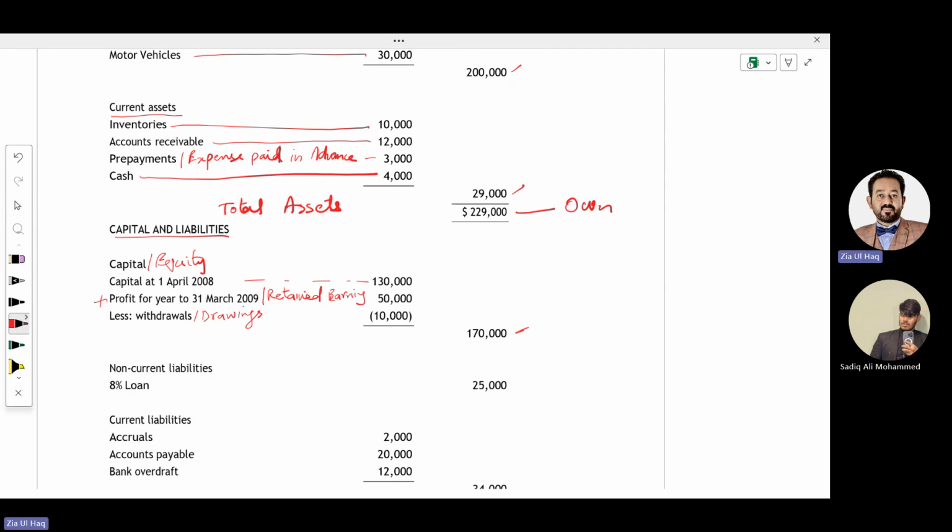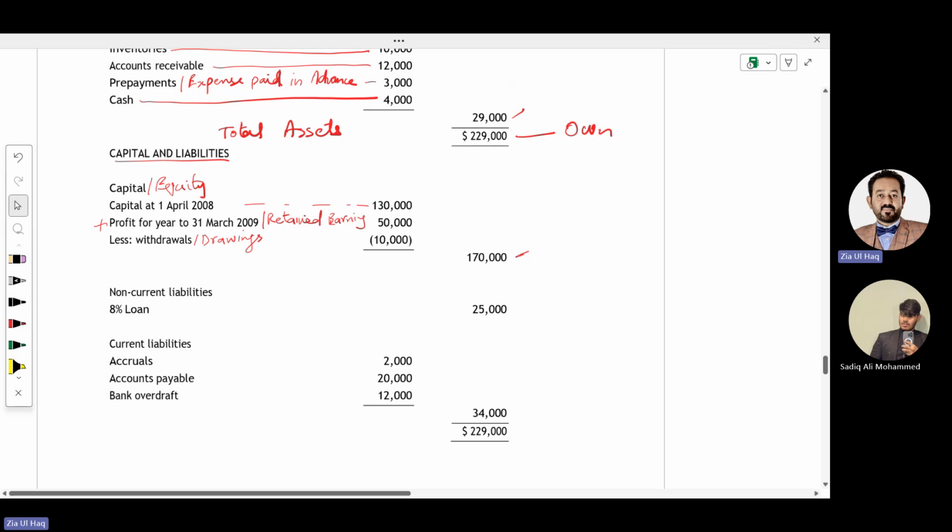After total equity, we need to record liabilities, and liabilities are also of two types. Non-current liabilities are those that we need to pay in more than 1 year, like a bank loan, suppose for 5-10 years. What's the amount of loan? 25,000. So total non-current liabilities are 25,000.